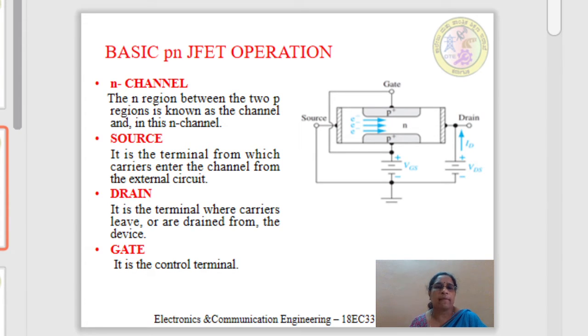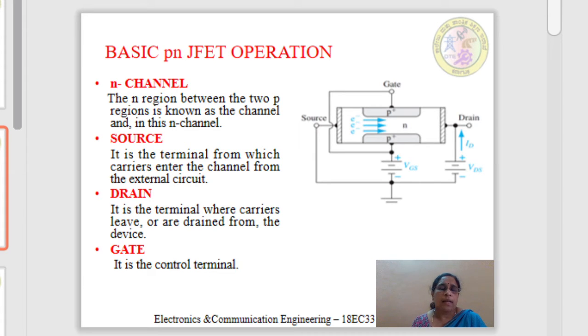And we also have in the cross section two P plus regions. Here P plus means heavily doped regions. Their doping level is much higher when compared to the N channel. Now in the field effect transistors, these two P plus regions are tied together and they form a single terminal known as the gate terminal. It is also known as the control terminal here.